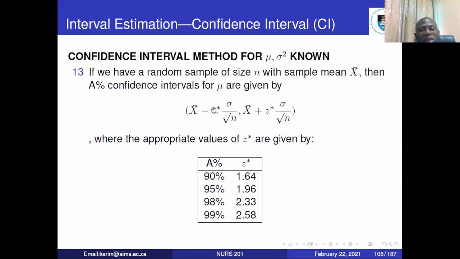Depending on the percentage of confidence that you want to find, you will read from the table here. So if you are doing for 90%, you read this. If you are doing for 95%, you read this. If you are doing for 98%, 99%, and so on.